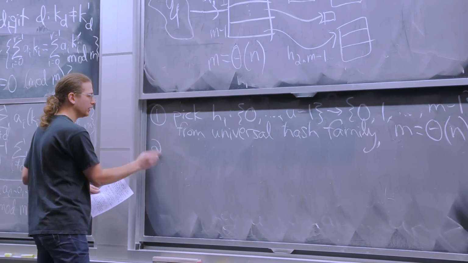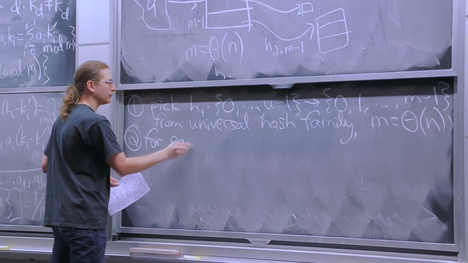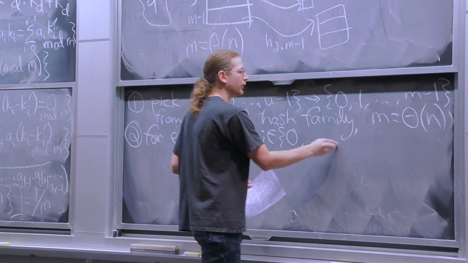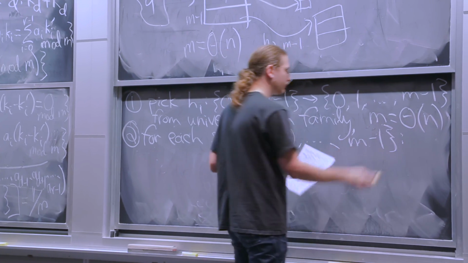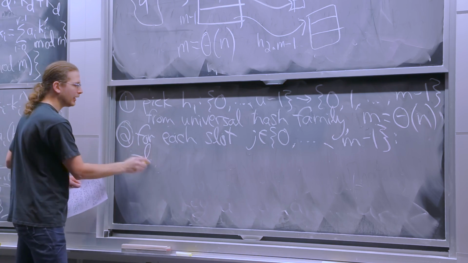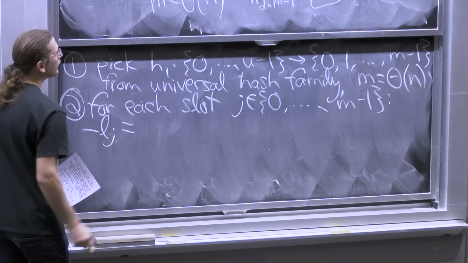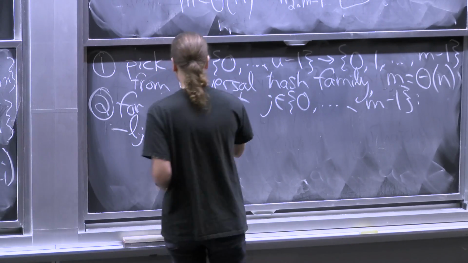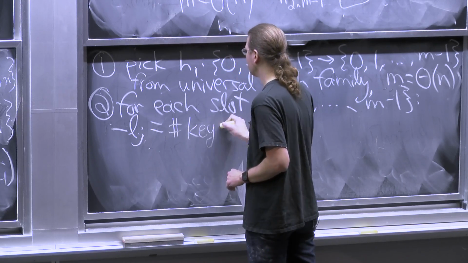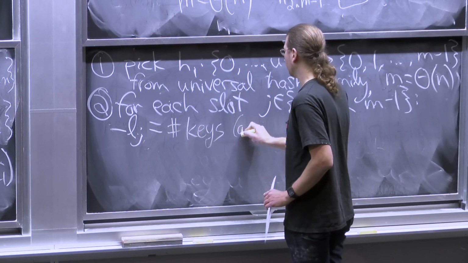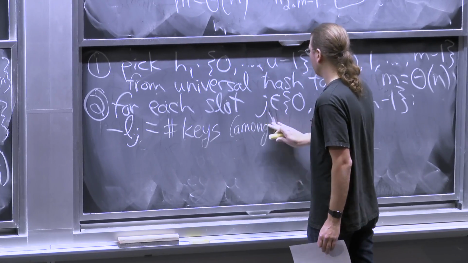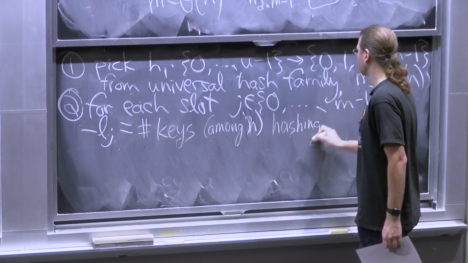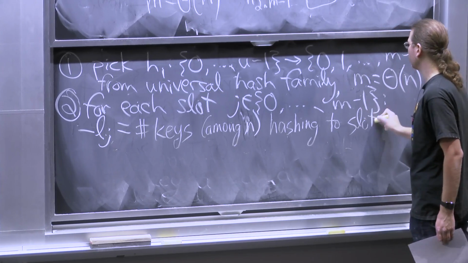And now I want to look at each slot in that hash table, so between 0 and m minus 1. I'm going to let Lj be the number of keys that hash to slot j. That's the length of the list that would go there. It's going to be the number of keys among just the n keys hashing to slot j.